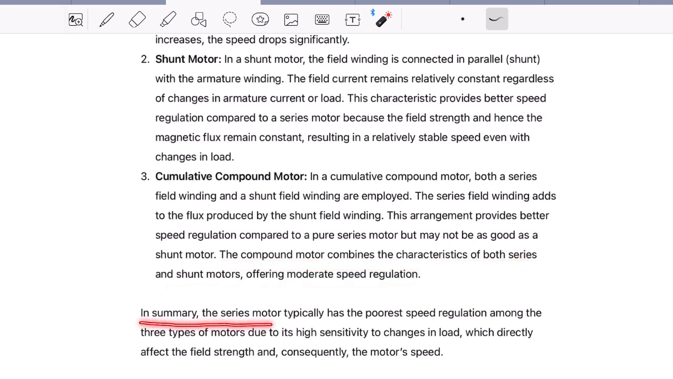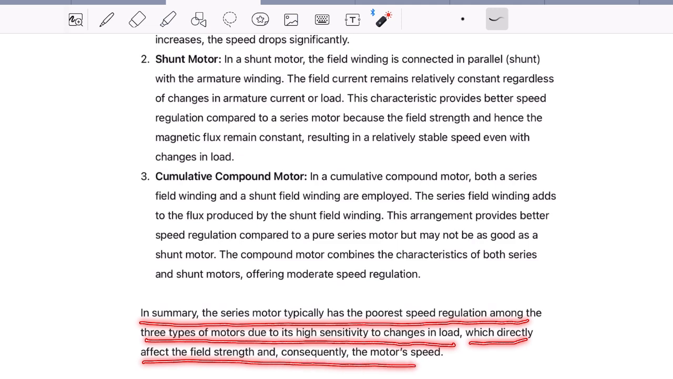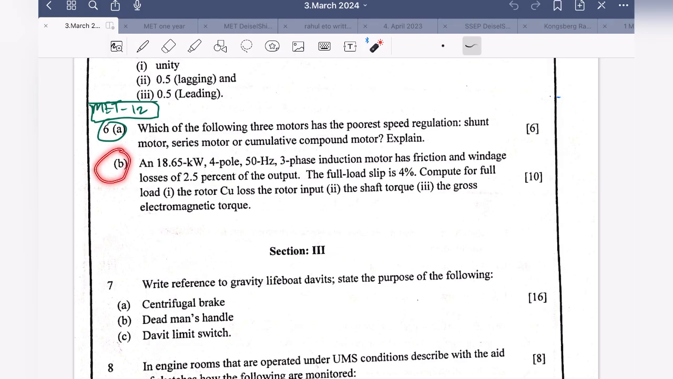In summary, the series motor typically has the poorest speed regulation among the three types of motor due to its high sensitivity to changes in load, which directly affects the field strength and consequently the motor's speed. Next question is numerical part B.